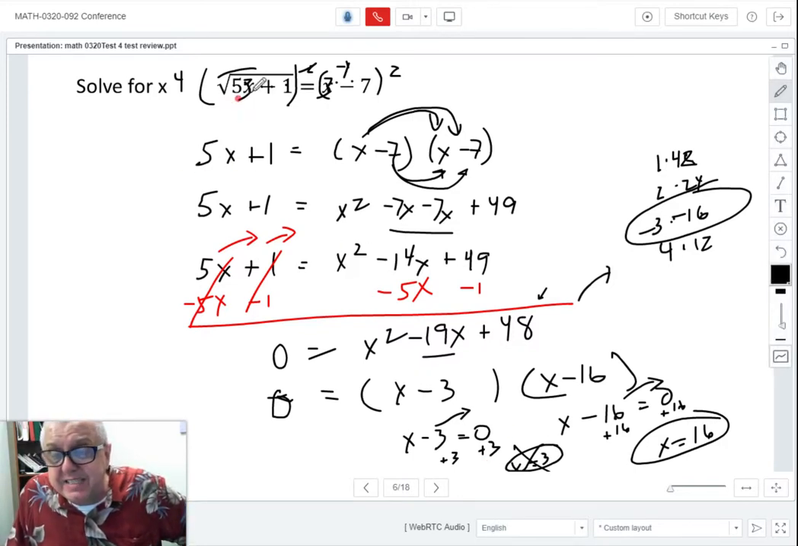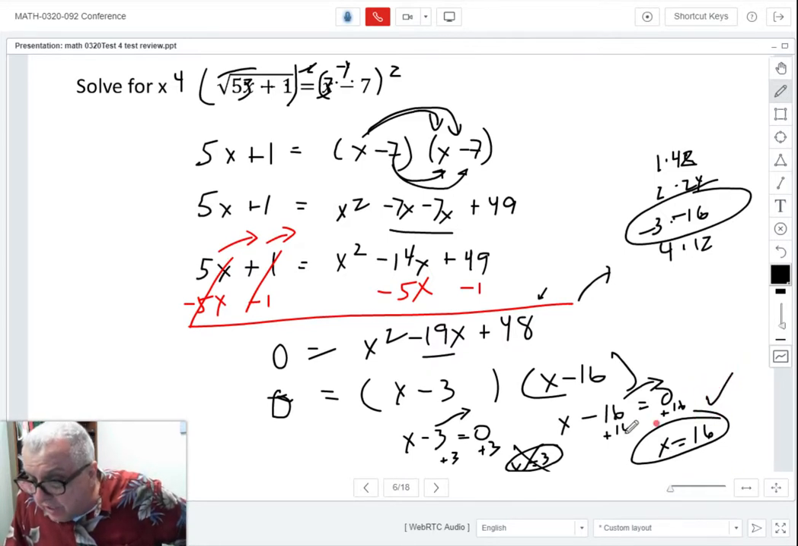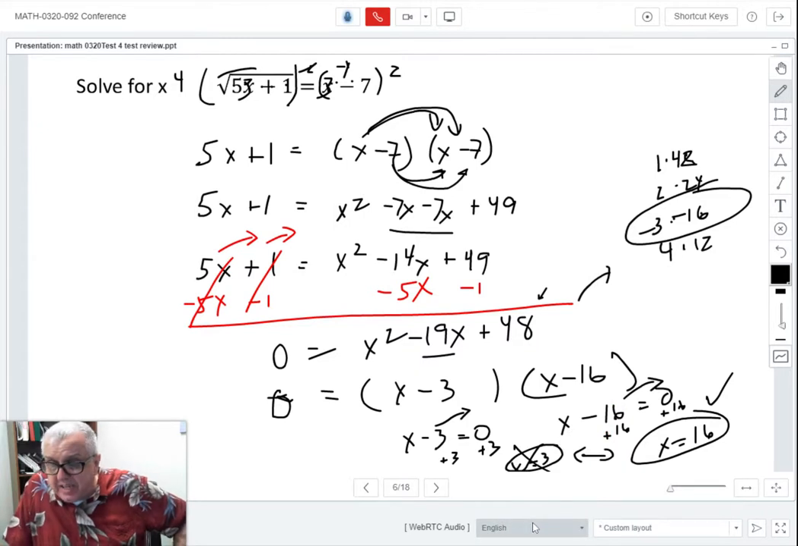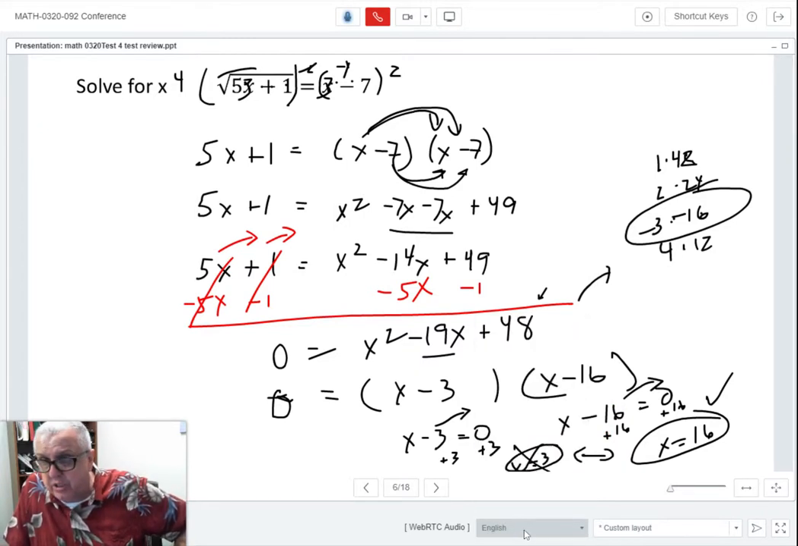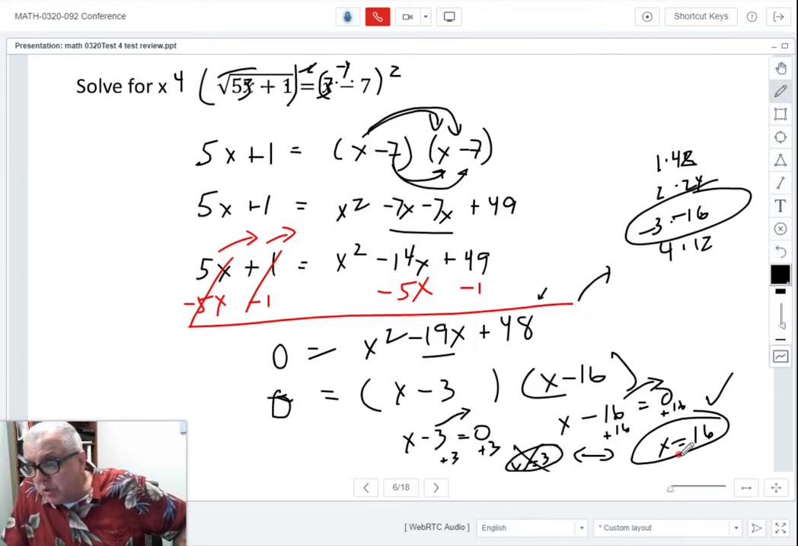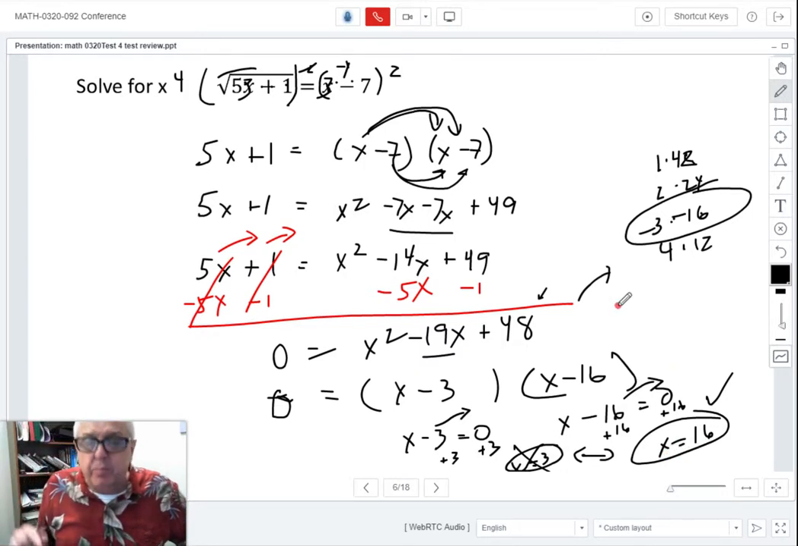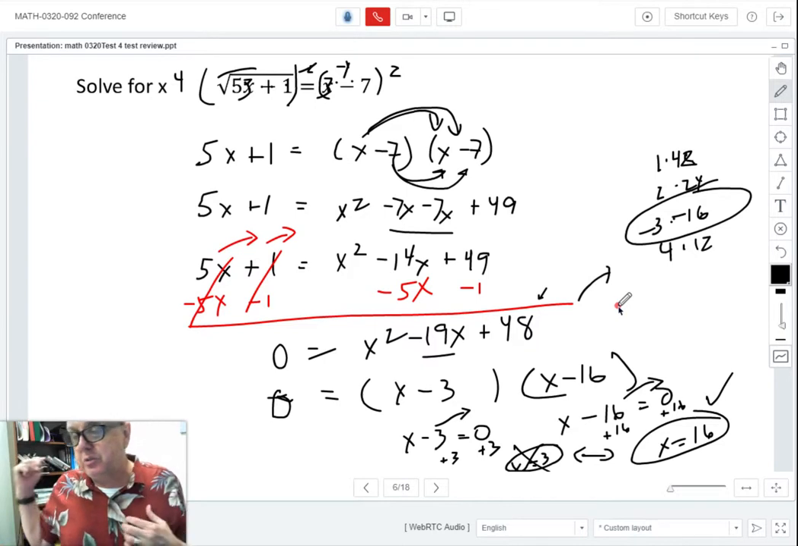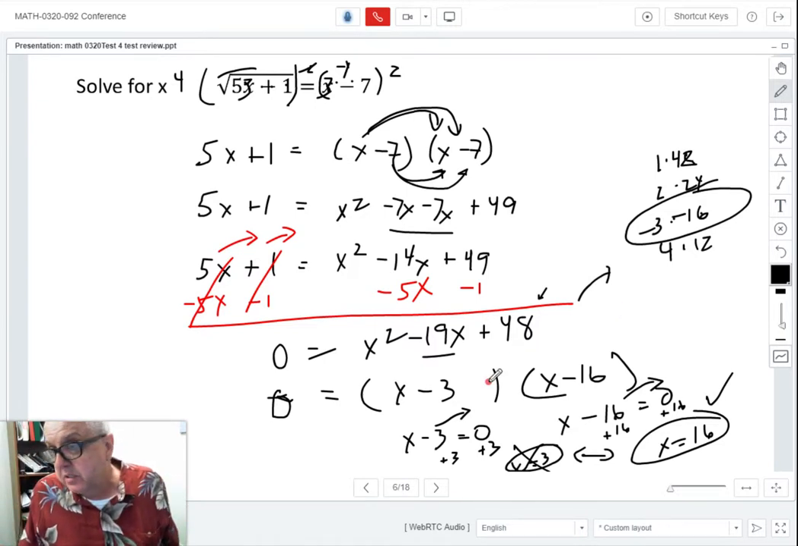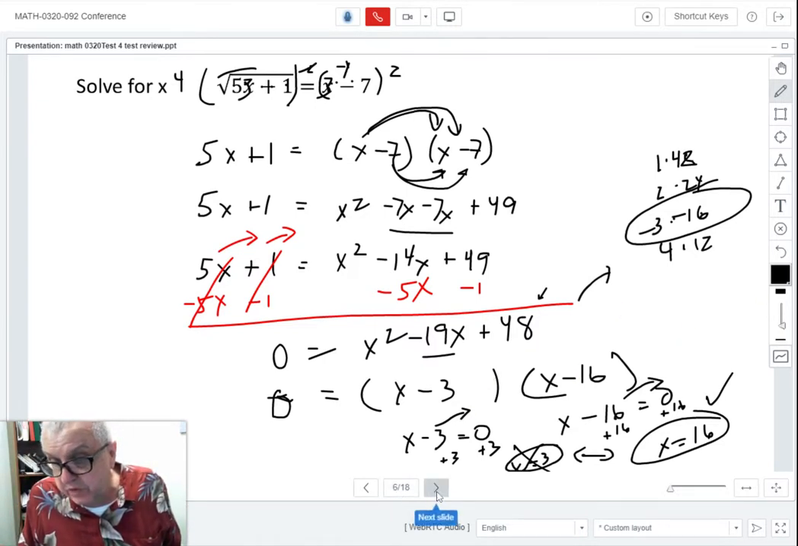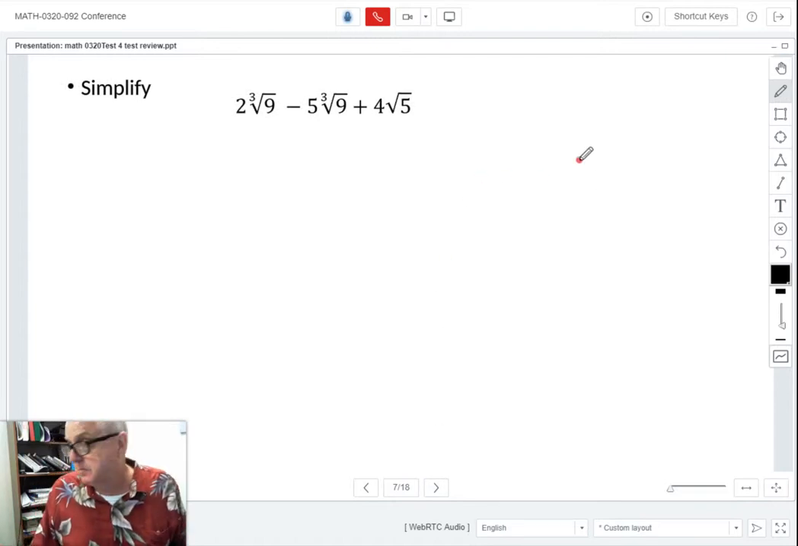If I put 16 in there, I get 81. 16 minus 7 is 9. The square root of 81 is 9. So there's only one answer. Even though it looks like there's two answers, when I plug 3 back in, it doesn't work. It's not true. So only 16 is a correct answer. If you mark both of them as your correct answer, you would be wrong in this problem. There's only one correct answer for this particular problem.